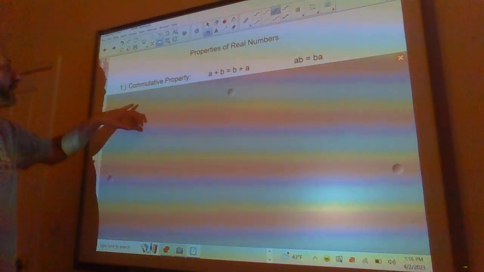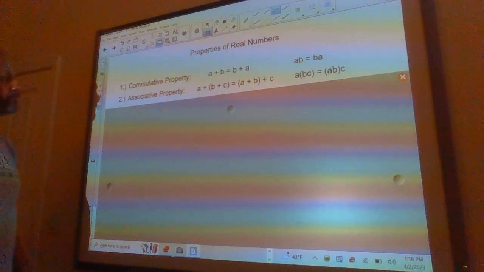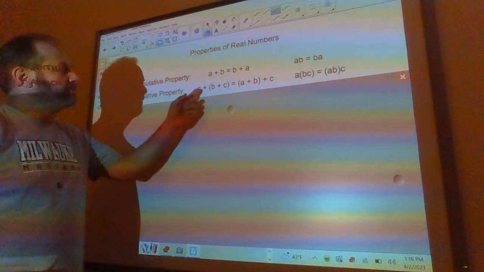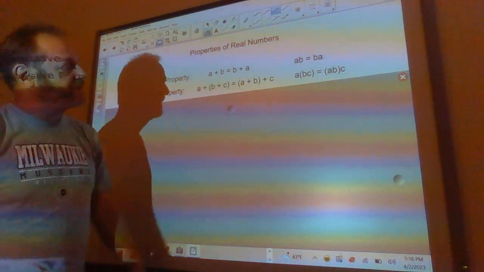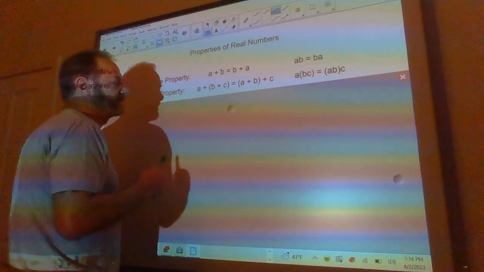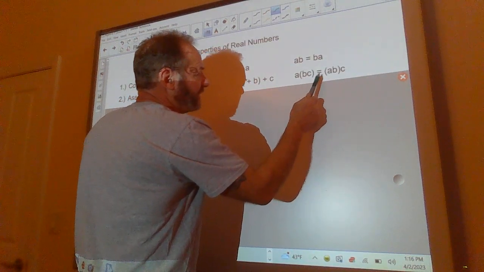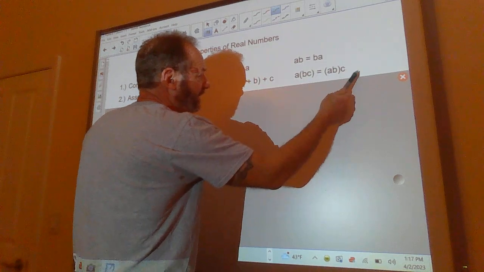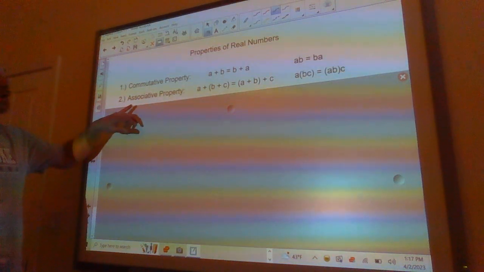So that works. The associative property. A plus B plus C is equal to A plus B plus C. Okay, so it doesn't matter what order you add in, you get the same number. Same thing with multiplication. A times B times C is equal to A times B times C. Okay, so I can multiply in whatever order I want as well.